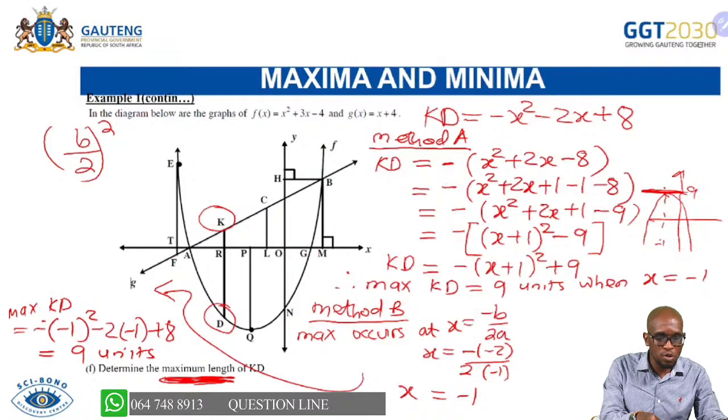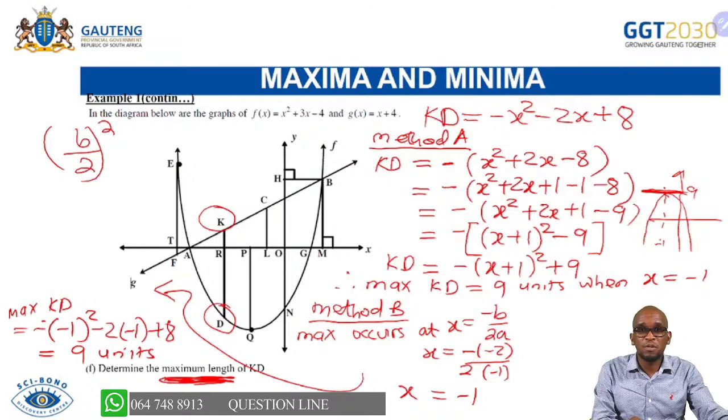Remember, for those who have done optimization in calculus, you can use the calculus concepts here by just differentiating dKD/dx and equating that derivative to 0. Find the value of x at which this maximum occurs, substitute it back, and find the corresponding value of y.